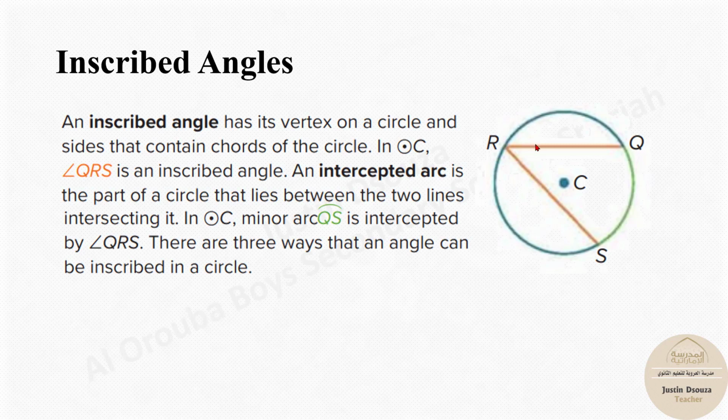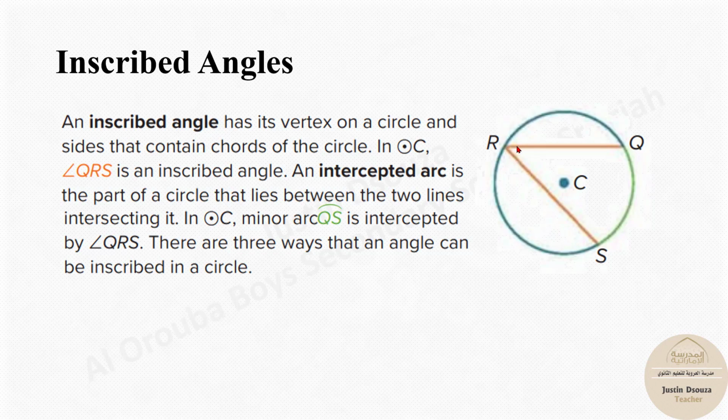There's a circle and there are two lines inside the circle, and these two lines join. The vertex of these two lines is on the circle itself. Now this angle that is formed is called an inscribed angle. Whenever the vertex lies on the circle, it is basically an inscribed angle.